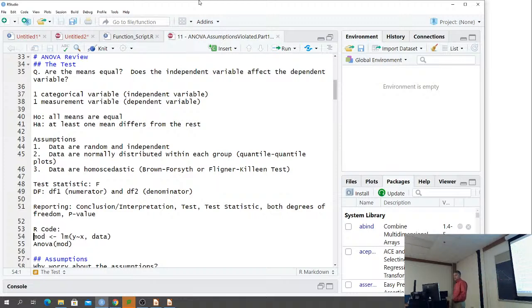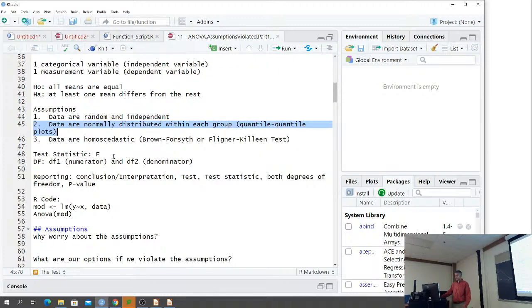Before we proceed, we check our assumptions. The three assumptions are that data are random and independent, which we're not going to worry about this semester; data are normally distributed within each group, and we use quantile plots to look at those; and data are homoscedastic, or they have equal variances. Our options are the Brown-Forsythe test or Fligner-Killeen. The decision comes down to our previous interpretation of the normality assumption.